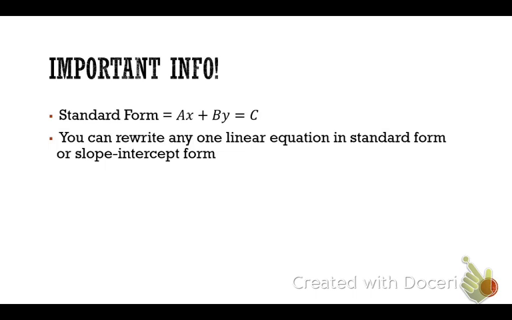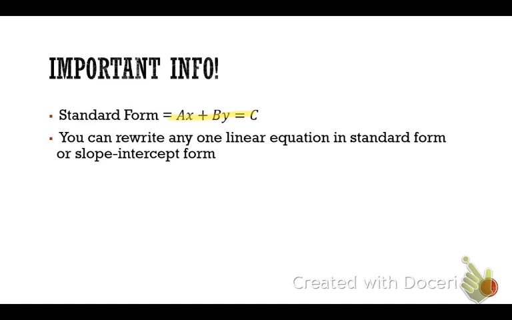Standard form: Ax plus By equals C. What we're saying here is that you can rewrite any linear equation that's written in this standard form, and I'll show you what I'm talking about in just a second with this format, and I can rewrite it in slope-intercept form.